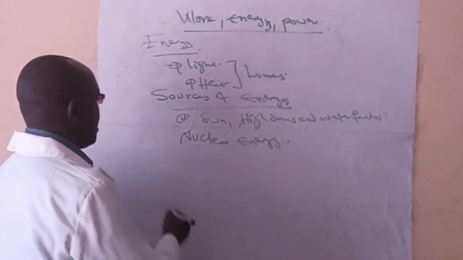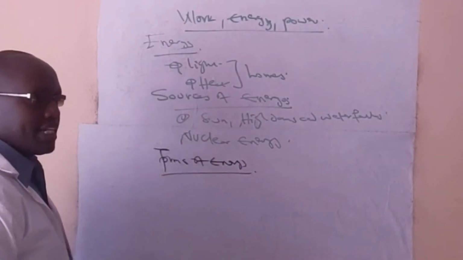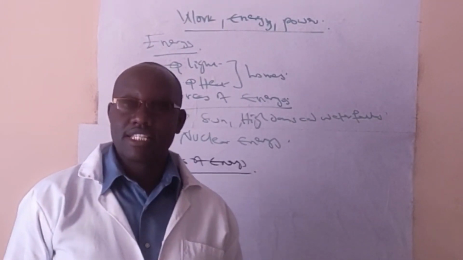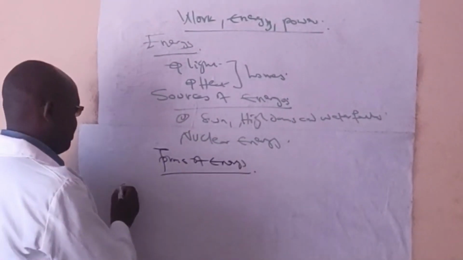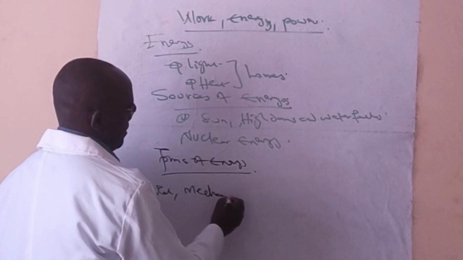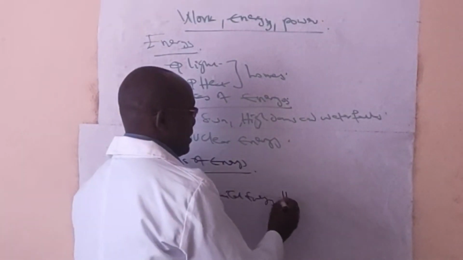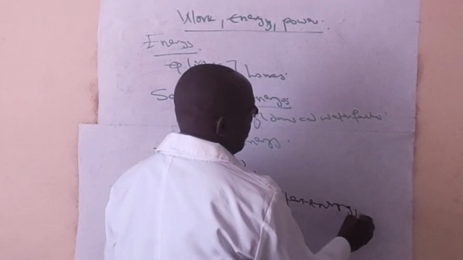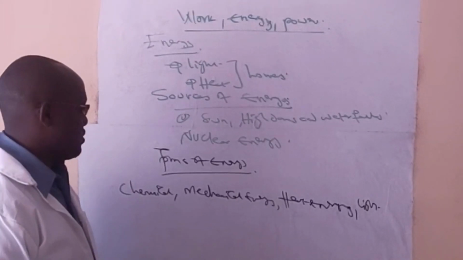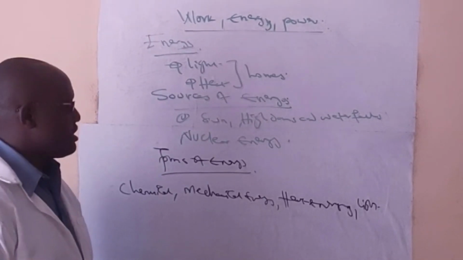With that, we are also supposed to see the forms of energy. We say energy can never be destroyed, but it can be converted from one form to another. Energy can exist in various forms, and one is chemical energy. We have also mechanical energy, heat energy, and even light energy. There are so many examples of forms of energy.